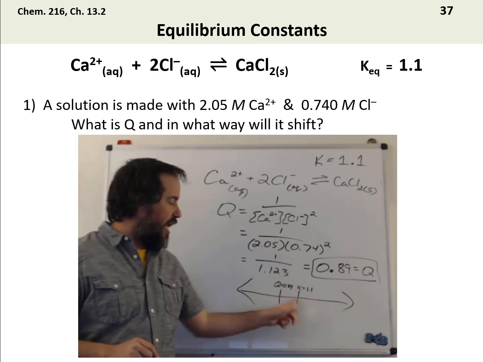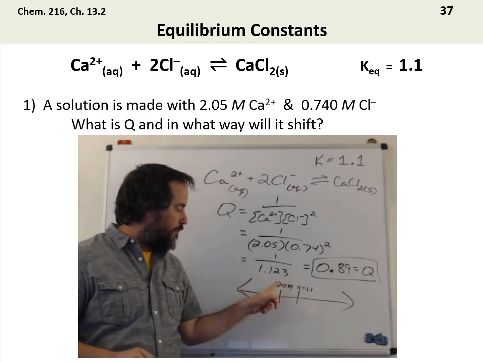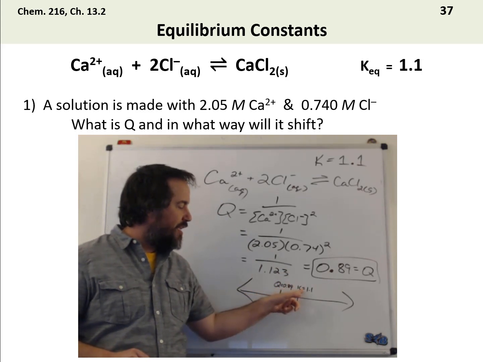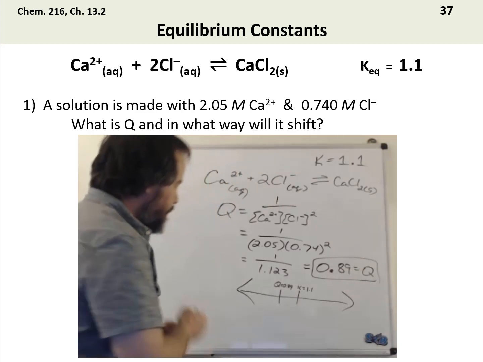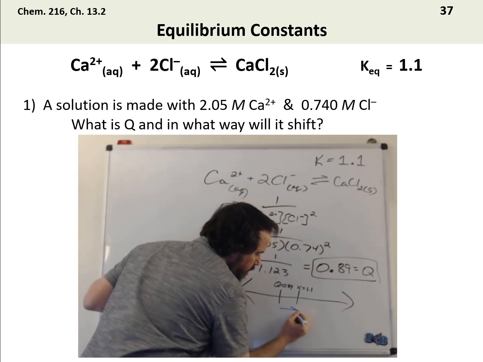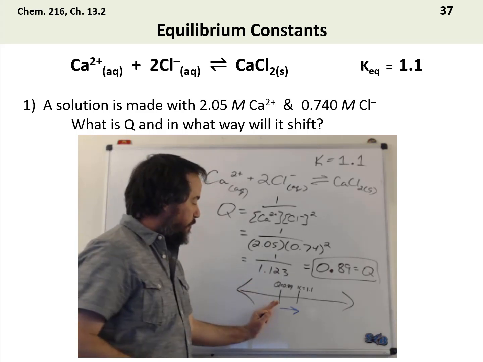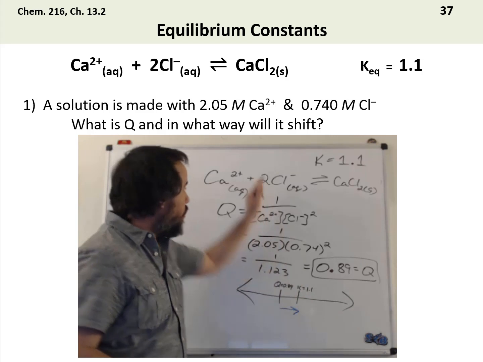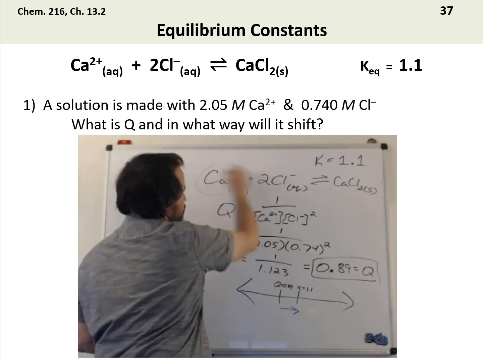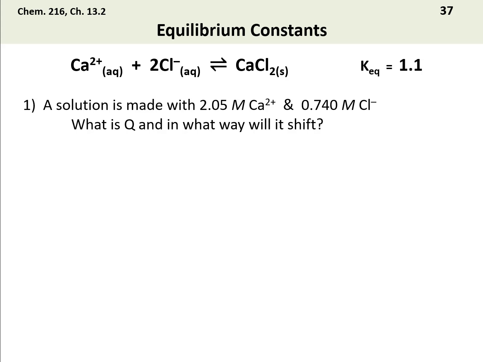Q goes to K because reactions shift to equilibrium. This is not at equilibrium. This is at equilibrium, so we'll shift towards it. So what's going to happen? I'm going to shift towards the right. I'm going to turn some reactants into products. Okay? So some of this is going to react to form more of my calcium chloride.